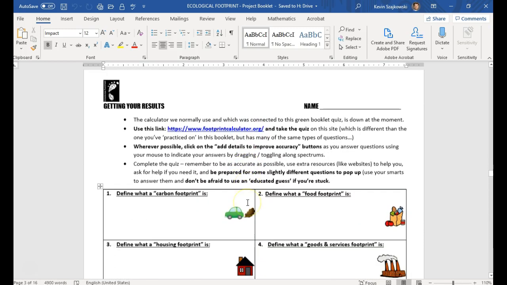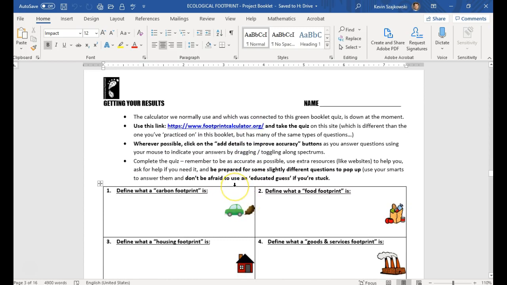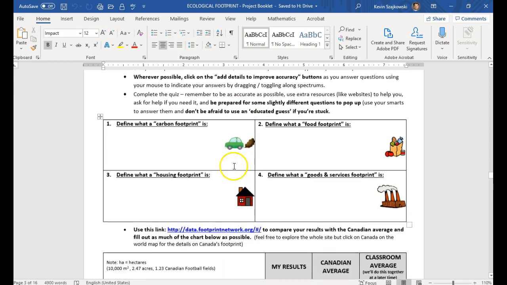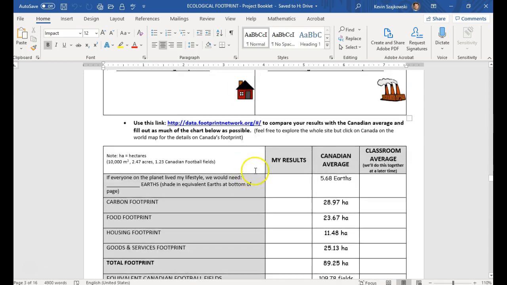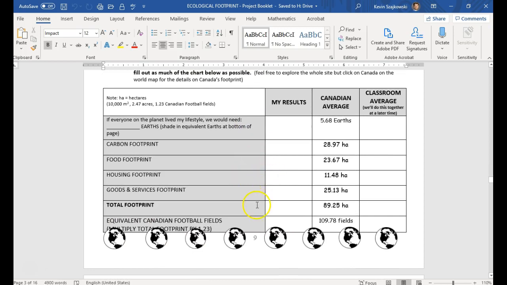When the time comes to actually take your quiz, then there's instructions here, and there's another PowerPoint coming that will help explain what it is you're supposed to do to record your results when you actually take the online quiz. Okay.